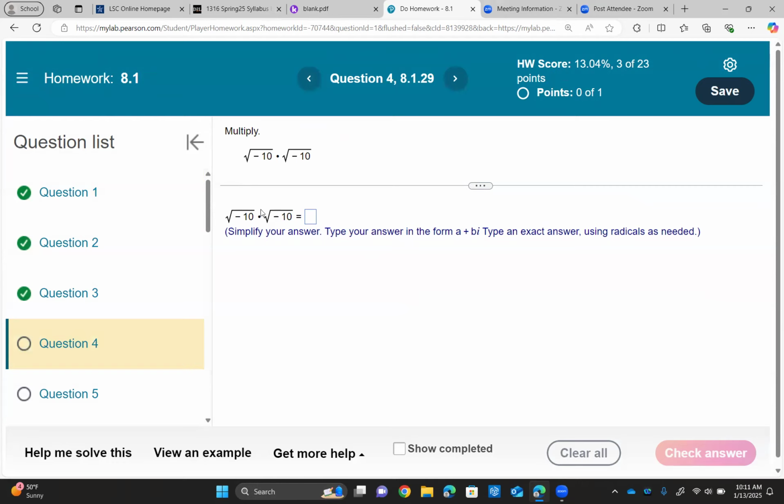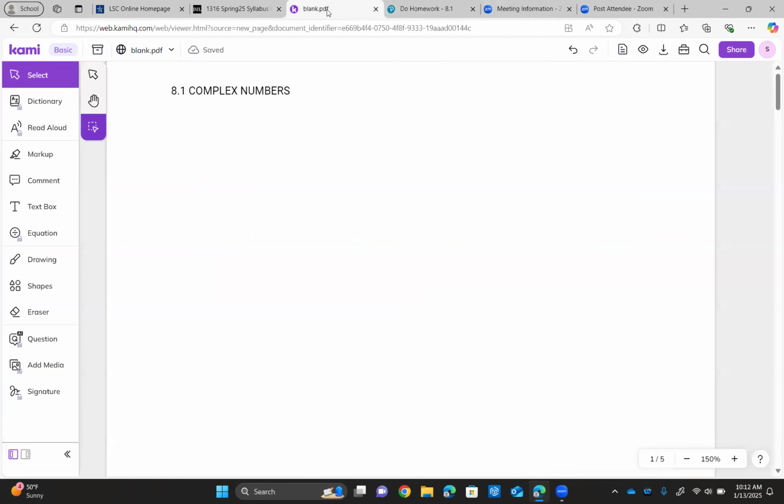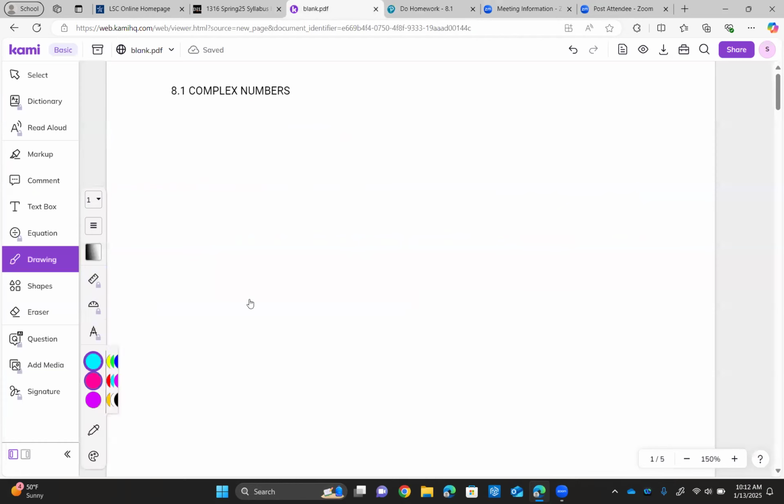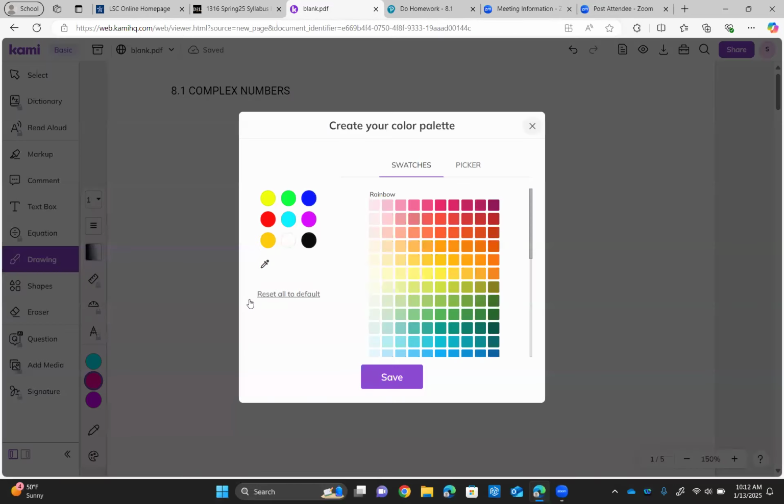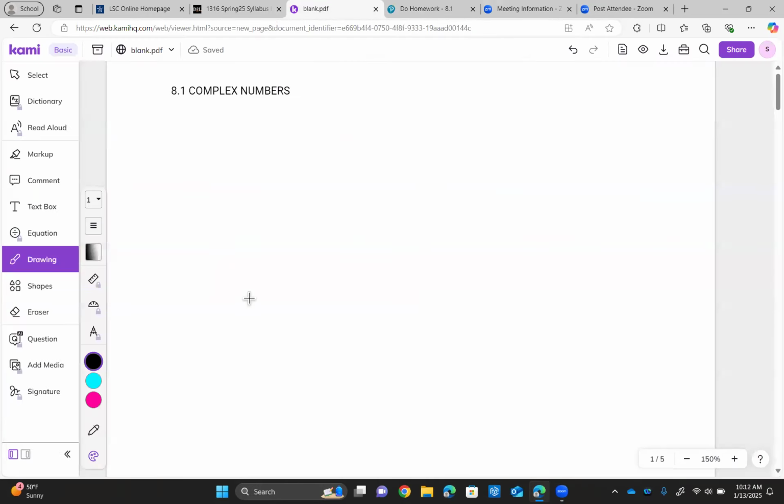Now, when we want to multiply them, we're not going to multiply them first and then find the answer, but instead, we're going to simplify each one individually and then multiply. So in this case, we want to multiply the square root of negative 10 by the square root of negative 10. So let's go to a bigger place. The question on that homework is, I have this square root of negative 10 that will be multiplied by the square root of negative 10. So let's simplify this one first.